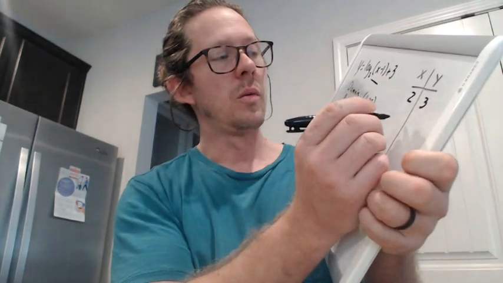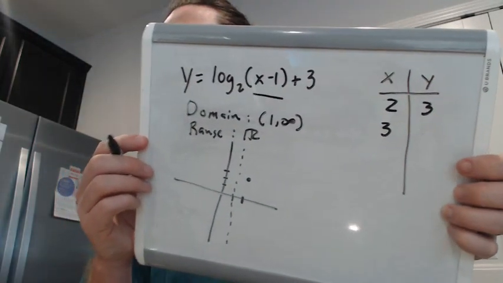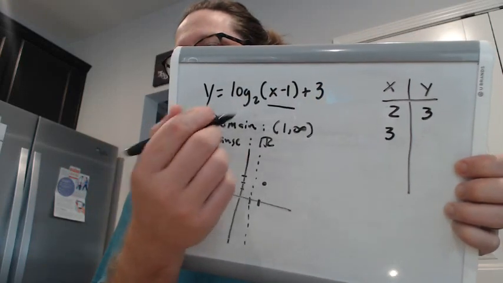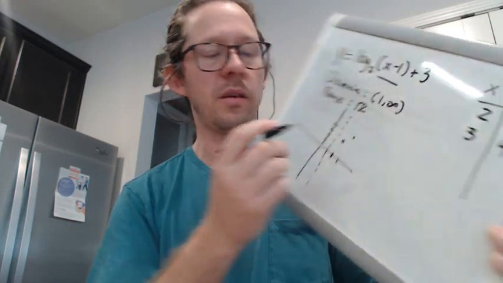Okay. Well, what if I put in a 3 for the x? Okay, well, 3 minus 1 is 2. Log base 2 of 2 is 1. 1 plus 3 would be 4. So the point (3, 4) would be on the graph, right?